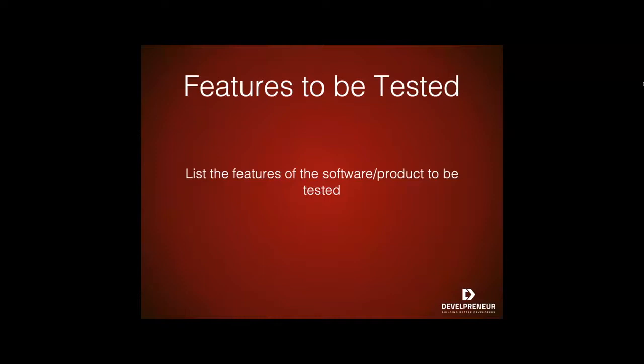Features to be tested. This is a listing of what is to be tested from the user's viewpoint of what the system does. This is not a technical description of the software, but a user's view of the functions. It is recommended to identify the test design specifications associated with each feature or set of features.